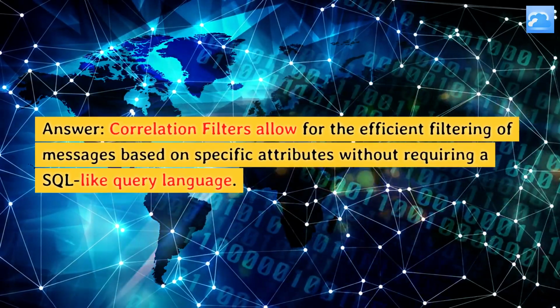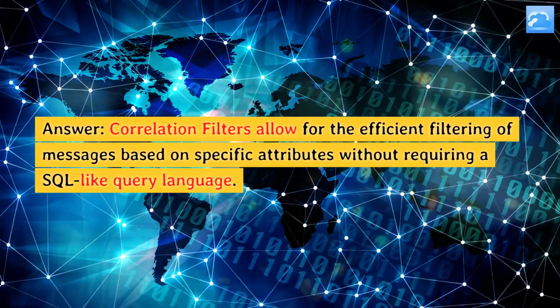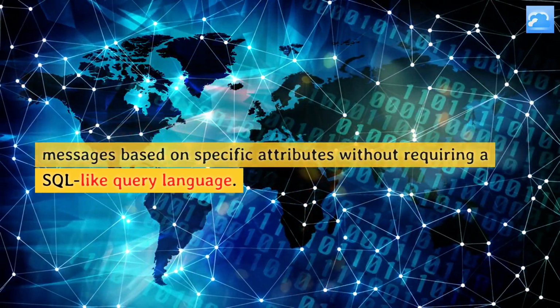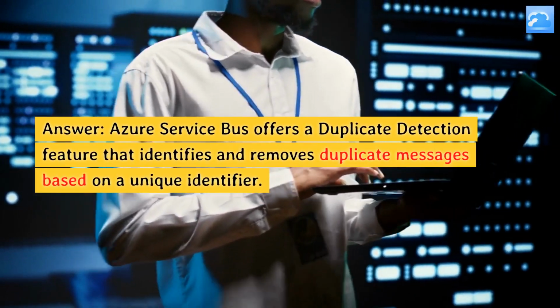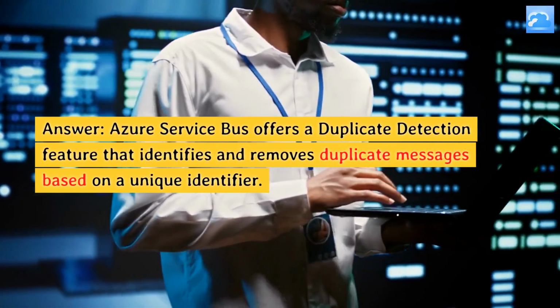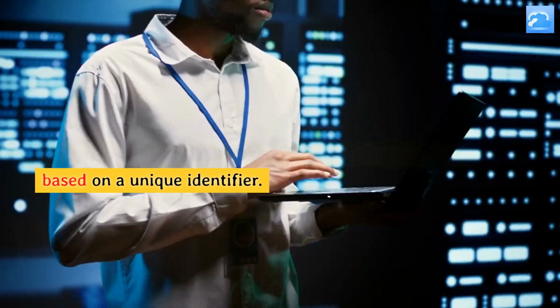99. Question: What is the purpose of correlation filters in Azure Service Bus? Answer: Correlation filters allow for the efficient filtering of messages based on specific attributes without requiring a SQL-like query language. 100. Question: How does Azure Service Bus handle duplicate messages? Answer: Azure Service Bus offers a duplicate detection feature that identifies and removes duplicate messages based on a unique identifier.